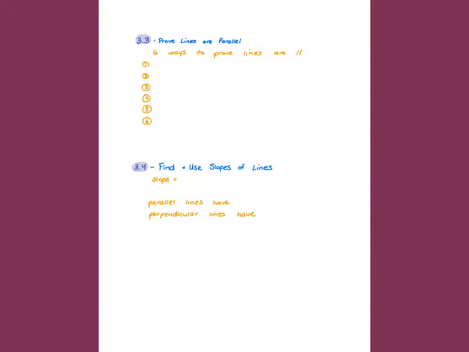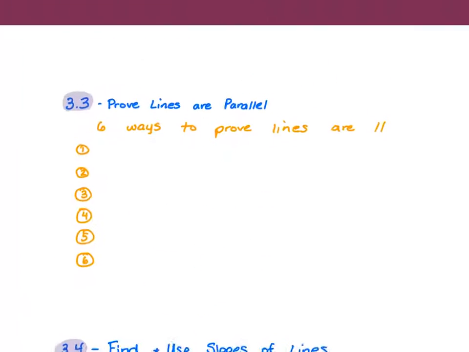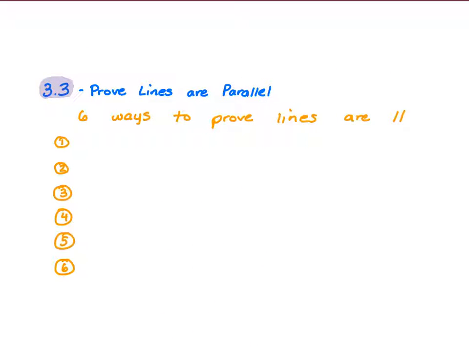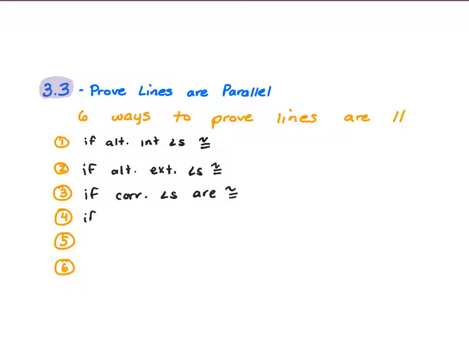And the other part is if you're proving the lines are parallel, this is where the converses come into play, right? So for 3-3, there were 6 ways to prove lines are parallel. If alternate interior angles are congruent, if alternate exterior angles are congruent, if corresponding angles are congruent, if consecutive interior angles are supplementary.